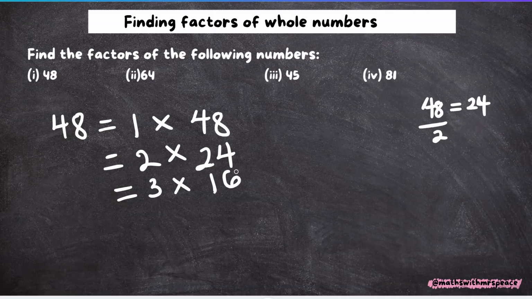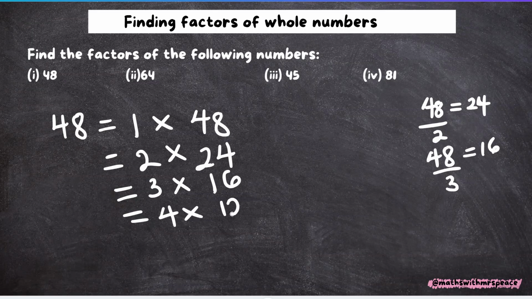And if you didn't already know that, like I said, it's okay to come to the side and do 48 divided by 3, and you're going to get 16. Next counting number, 4. I'm going to try that. I know that 4 times 12 will give me 48. And if you're not sure of that, it's okay. Just try. 48 divided by 4 will give you 12.